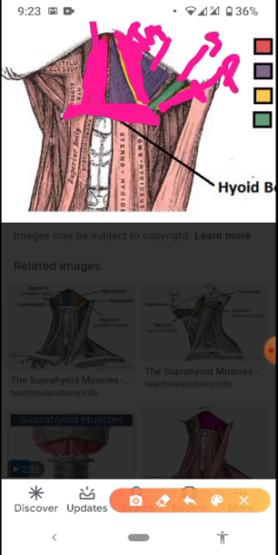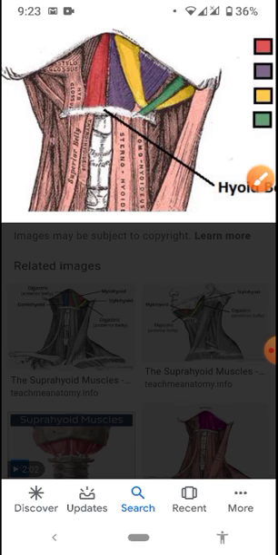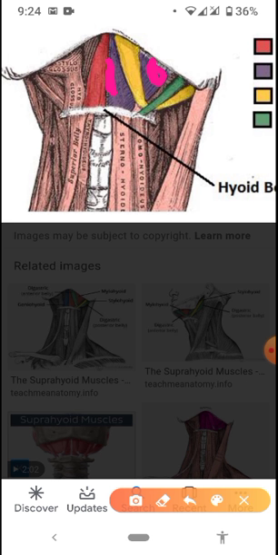Okay, so the one left is in purple. You can see this muscle. I will clear it. This muscle is basically the mylohyoid muscle, which is coming from the mylohyoid line. You know that the mylohyoid line is on the mandible, and it is coming from the mylohyoid line and inserting into the body of the hyoid bone. That's why it is called the mylohyoid.